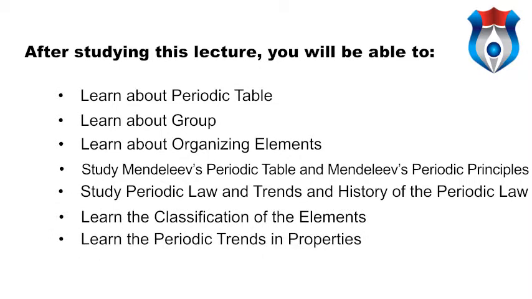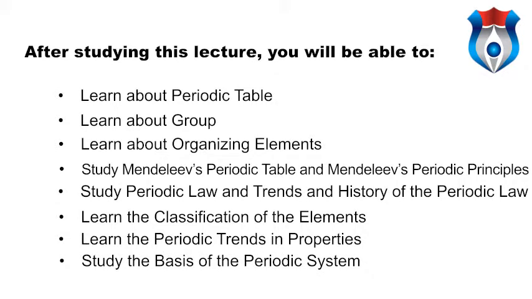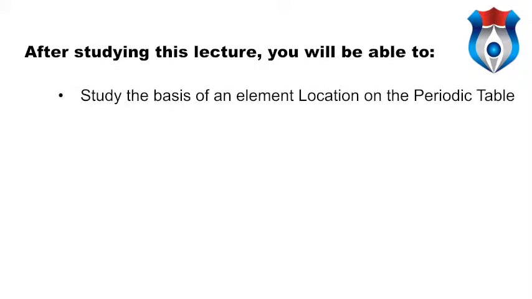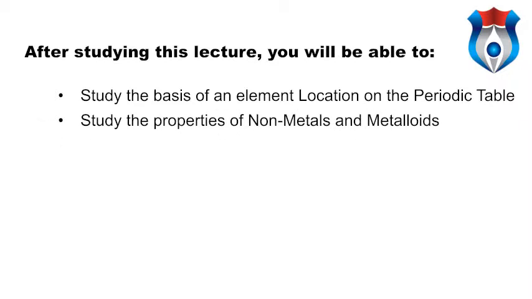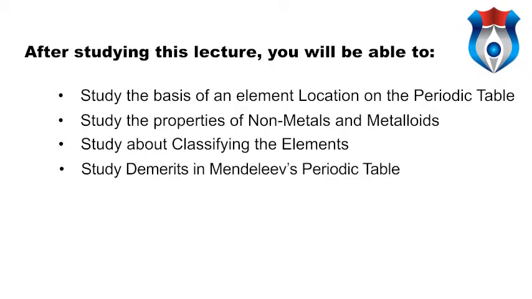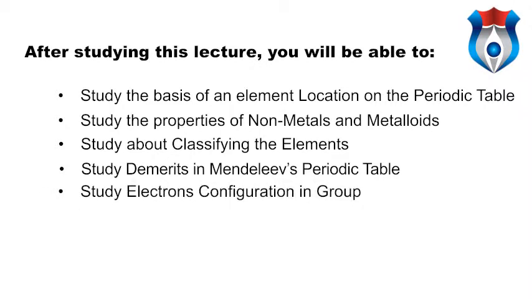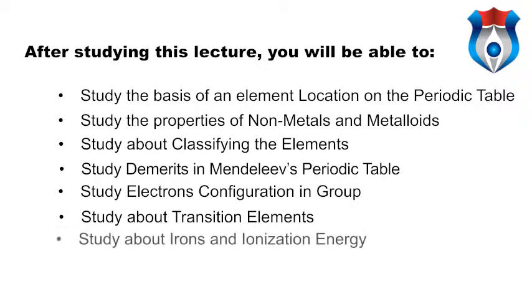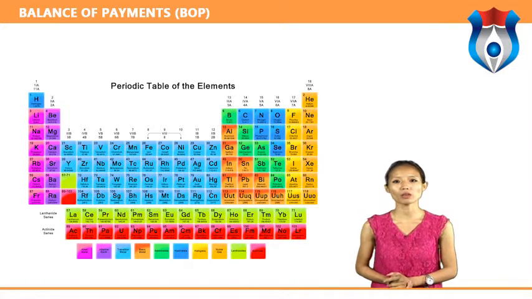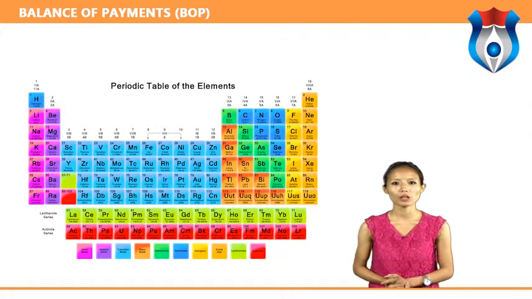periodic trends in properties, study the basic of the periodic system, study basic properties of metals, common metallic materials, study the basic of an element location on the periodic table, study the properties of non-metal and metalloids, study about classifying the elements, study demerits in Mendeleev's periodic table, study electrons configuration in group, study about transition elements, study about ions and ionization energy. Now let us start the lecture with some historical information about periodic table.